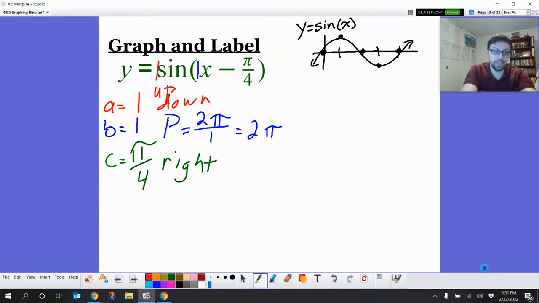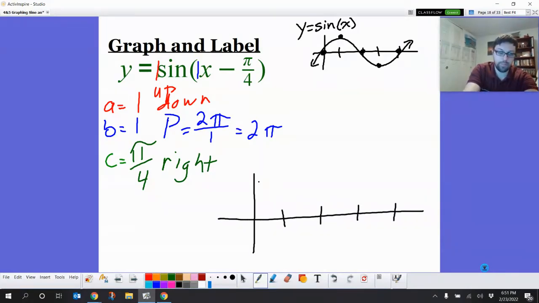So yeah, let's do all those things. Here we go. 1, 2, 3, 4. Write your period, 2 pi. Halfway point is pi. My amplitude is going to be 1 and -1.